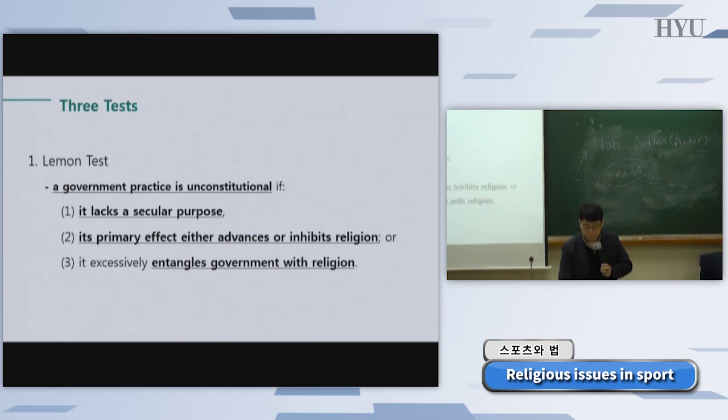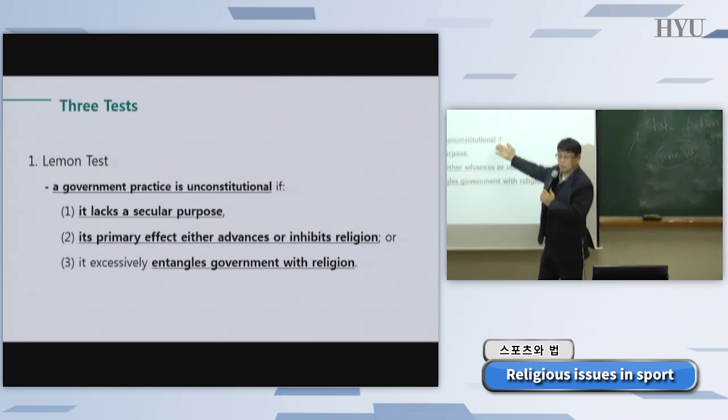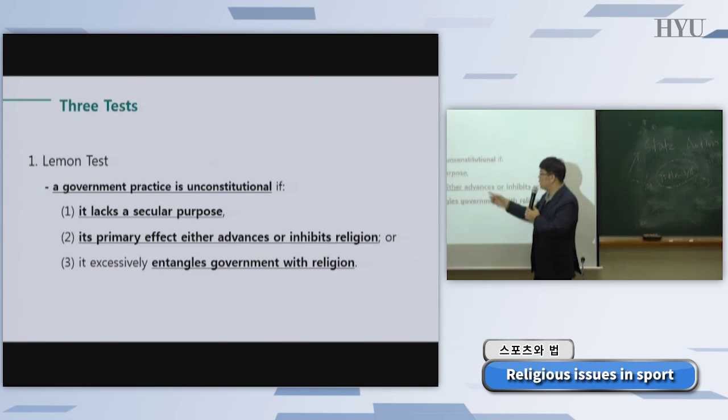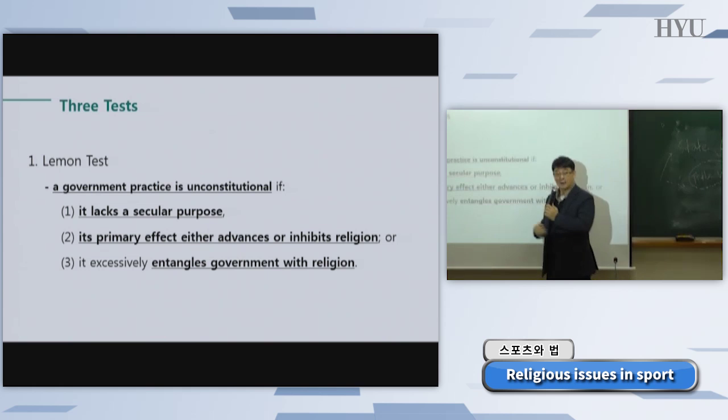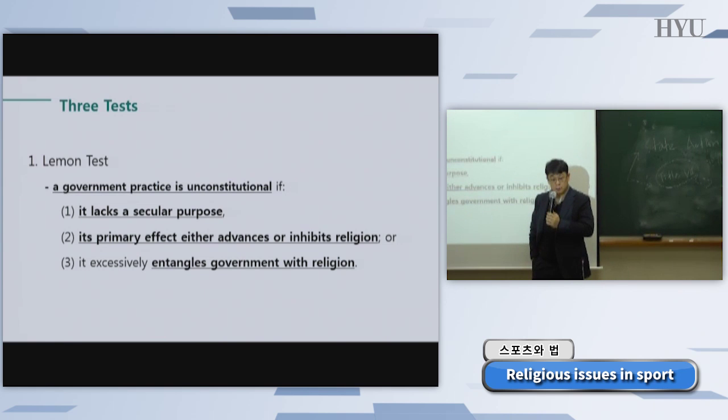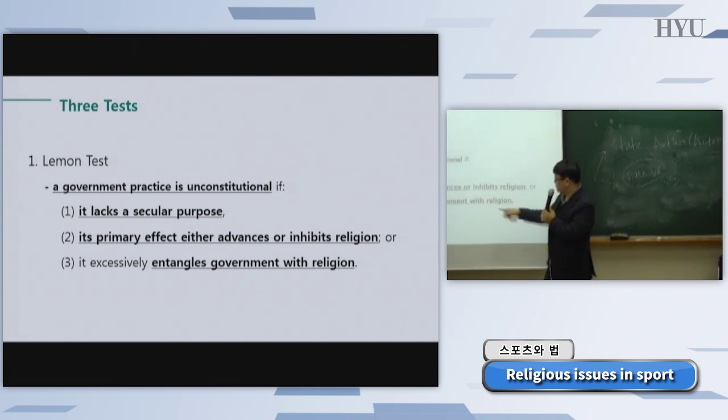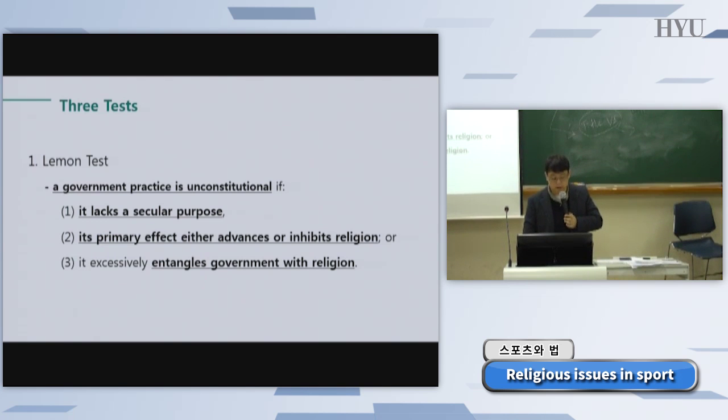Religious issue. And then there are three tests. The first one, the Lemon test. Government practices are unconstitutional if, number one, they lack a secular purpose. When you say a specific religion, do you have any secular purpose, any rationale? And number two, its primary effect either advances or inhibits religion, or it excessively entangles government with religion. So any remarks like that will make the government or state action unconstitutional.